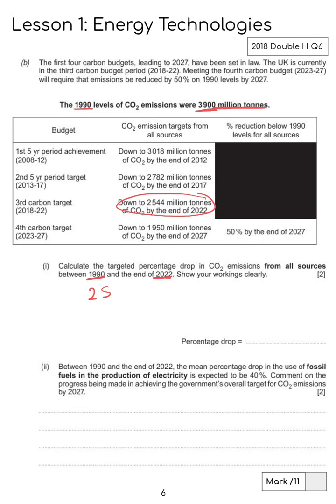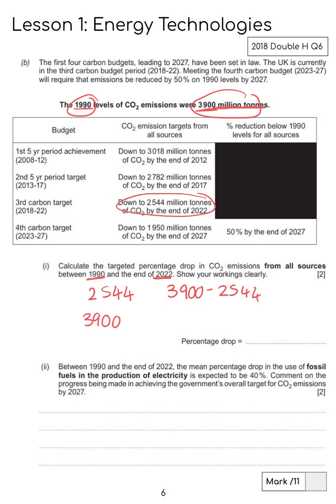2,544 million tonnes. And the original in 1990 is up here at 3,900 million tonnes. So we need to calculate percentage drop, which might be something you're more used to doing in your biology exams, or at least you will be by the end of the year. So what you're going to do is work out the drop first of all.